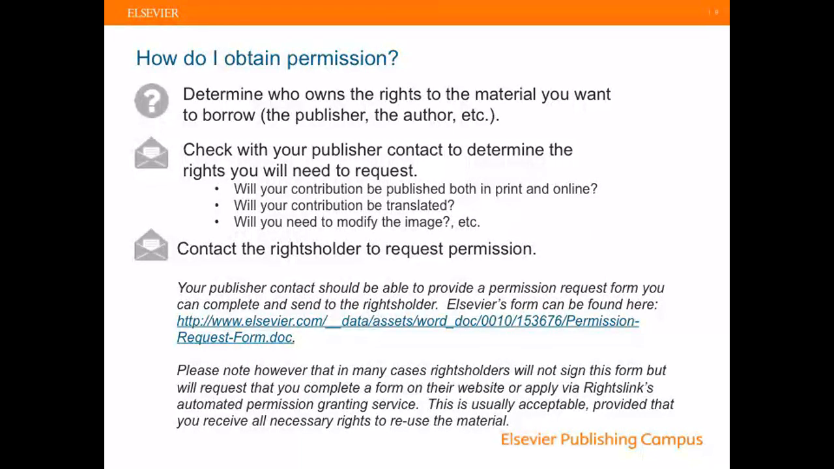For example, if your contribution will be published in both a print book and an e-book, you will need to obtain both print and electronic rights to reuse the material.